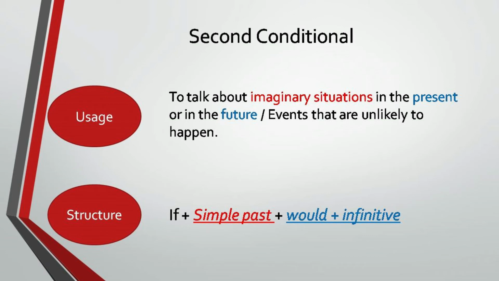Students, now let's look at the second conditional sentence. First of all, you must know when and why we should use the second conditional sentence. We normally use it to talk about imaginary situations in the present or in the future. In other words, we can say the events that are unlikely to happen.